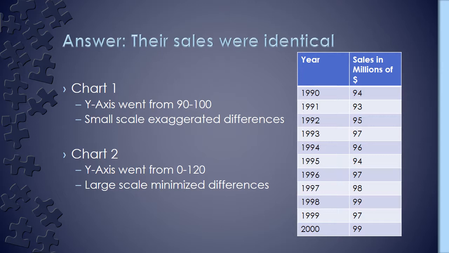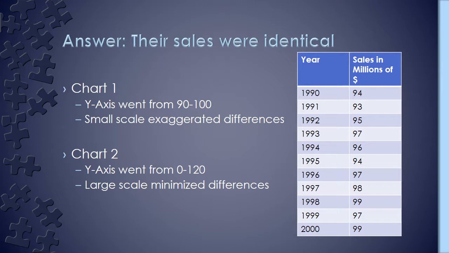It's the exact same data. It's just represented in two different ways. In chart one on the left, the sales looked like they grew more because the y-axis only showed us from 90 to 100. So the difference between the lowest score of 93 and the highest score of 99 appeared much larger. The small scale exaggerated the difference in sales.